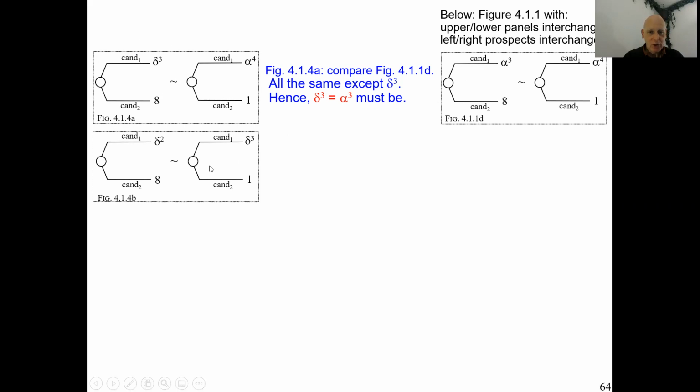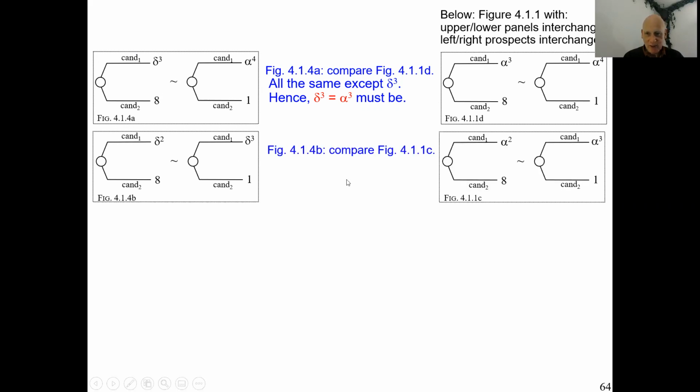Next question, delta 2. We're going to compare now with figure 4.1.1, but now part C. Again, left and right prospect interchanged. We know that delta 3 is alpha 3, and therefore, which value delta 2 makes you indifferent? You already see it here, value alpha 2. So there we are. Delta 2 must be alpha 2.